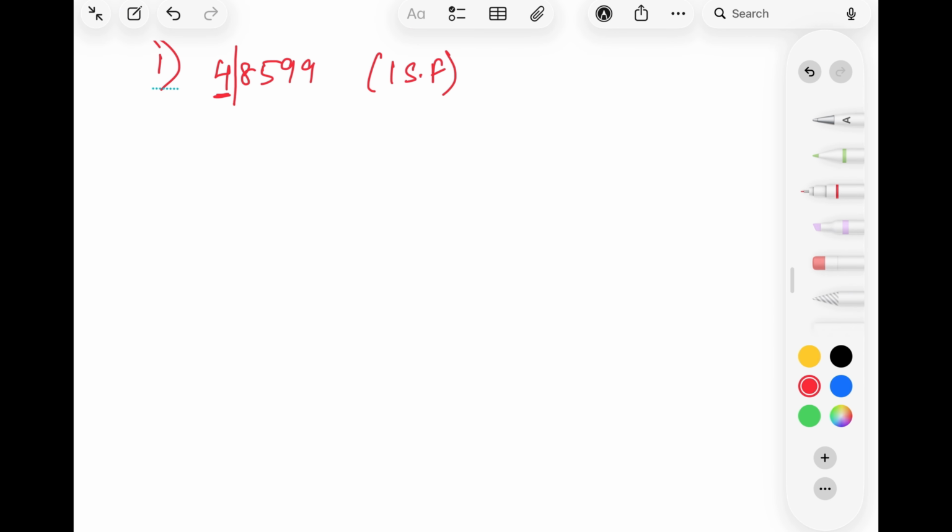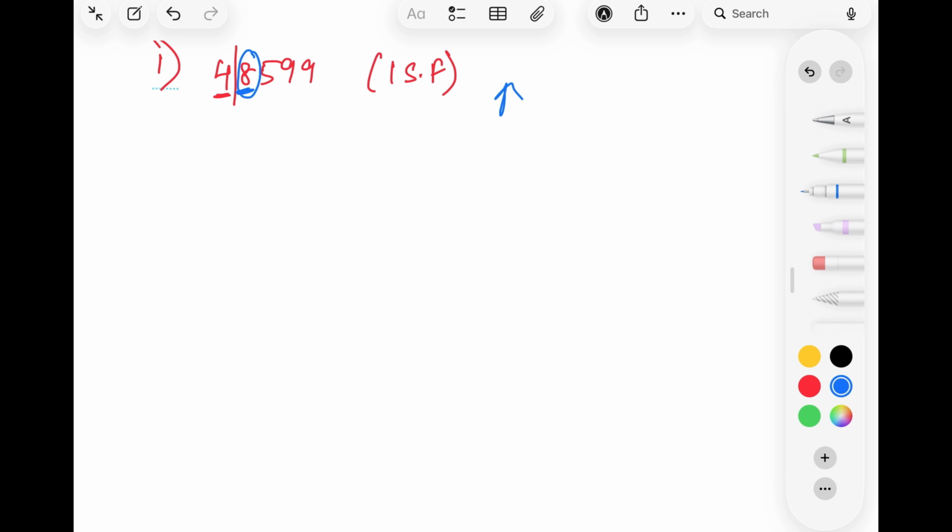So if we have a number, say 48599, and they tell us to round it off up to one significant figure, or to write this number up to one significant figure, how do we do that? Which is the first significant figure? The first number is the first significant figure. Again, the same rule applies here. We will put a line after the first number. After that, we will check the second number.